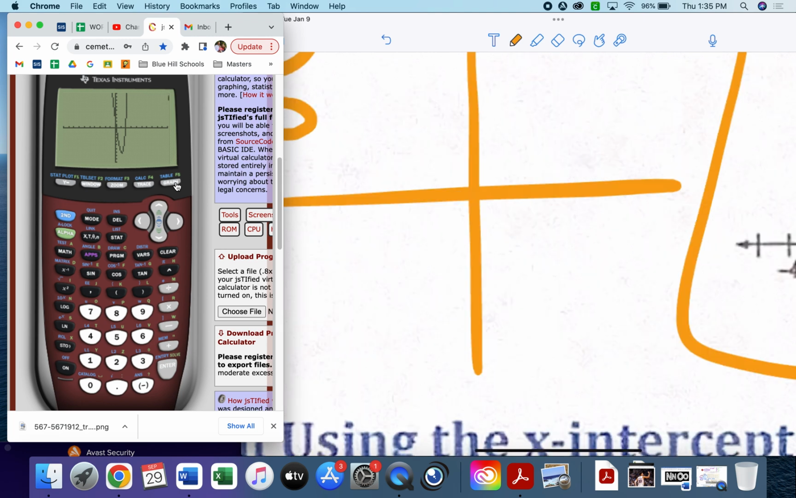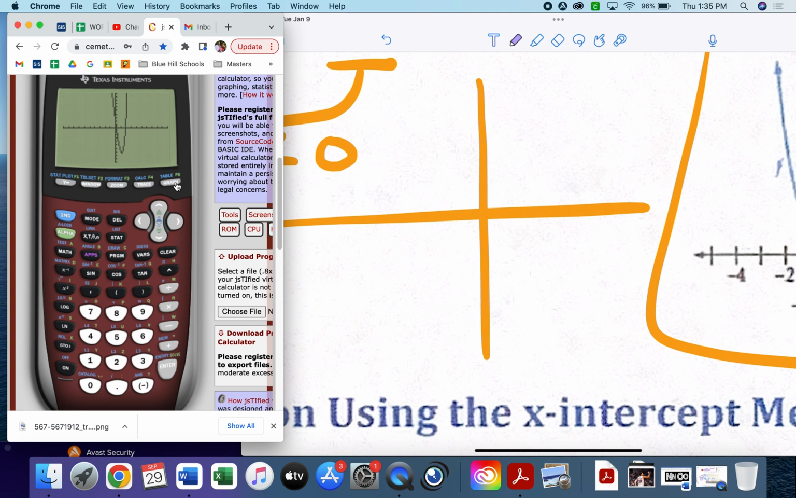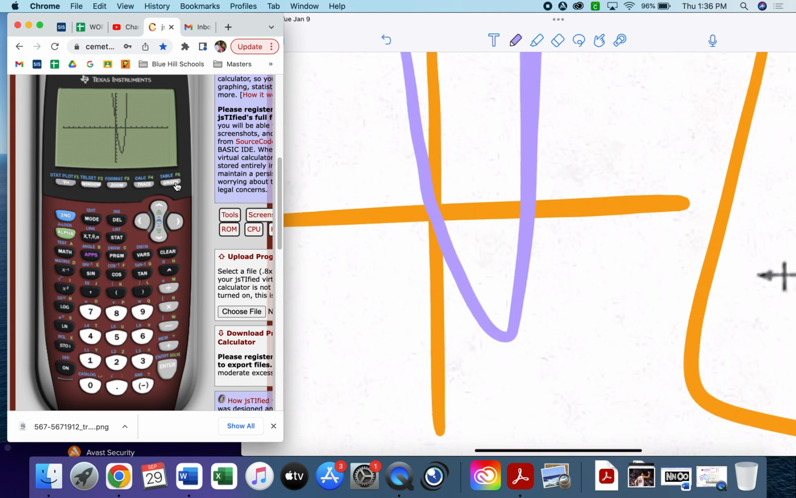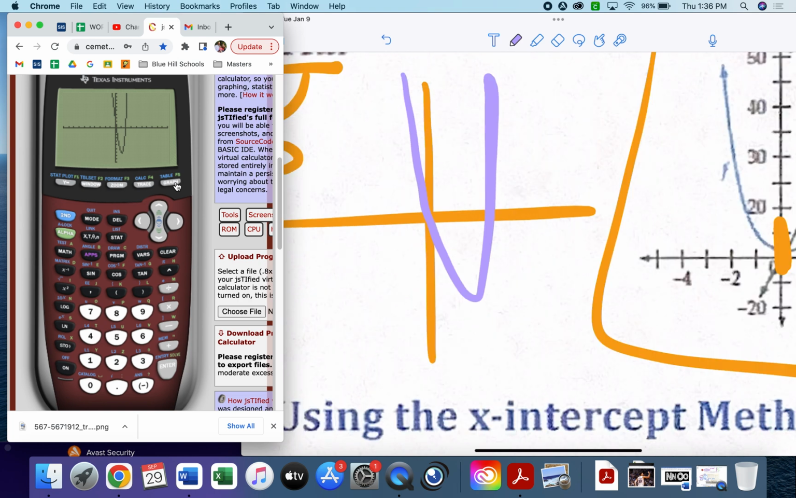Great. The graph looks something like this. Like that. There's what it looks like. Okay? Something of that nature, right? So we need to figure out where this is, and we need to figure out what this is, where they're crossing, right? Okay?